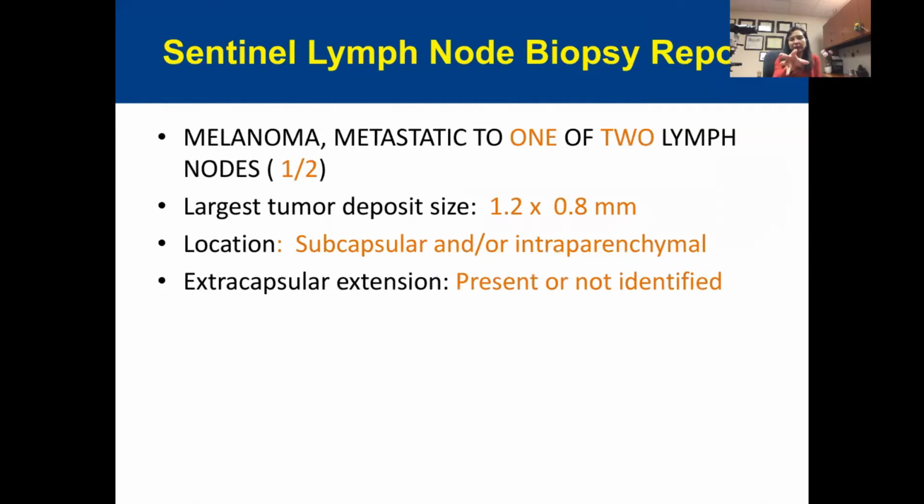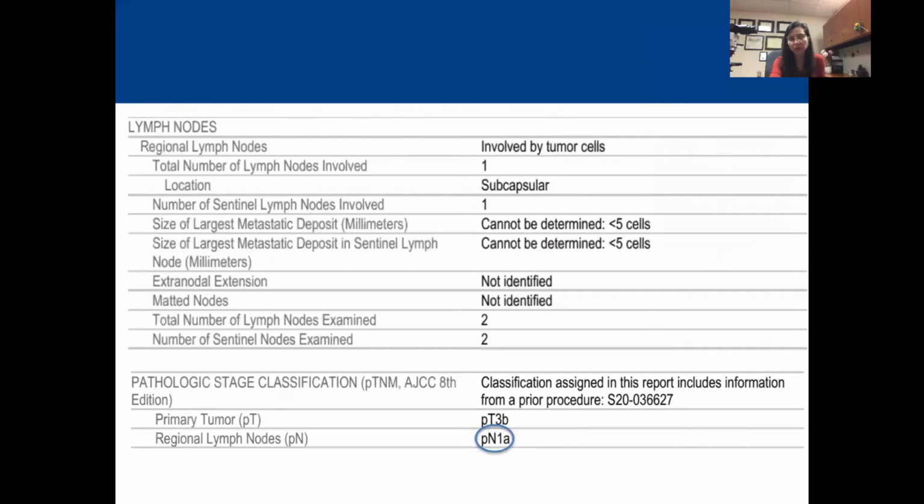And this is our report for the sentinel lymph node. Again, as I mentioned, how many lymph nodes are positive and the largest tumor deposit, the location of that tumor deposit in the lymph node, as well as the presence or absence of extracapsular invasion. So by doing that, we can get the N staging for our cancer template or the checklist.